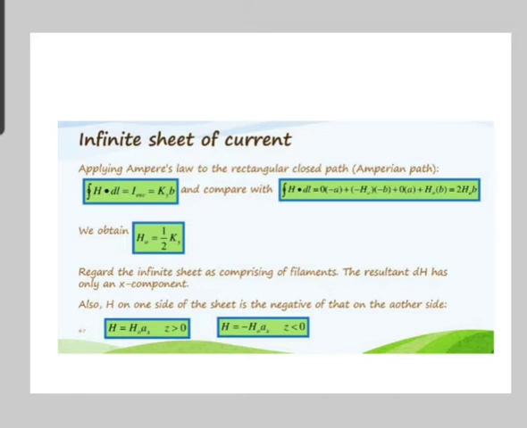So for the infinite sheet, as compared to the filament, the resultant dH has only an x component. Also, H on one side of the sheet is the negative of that on the other side.